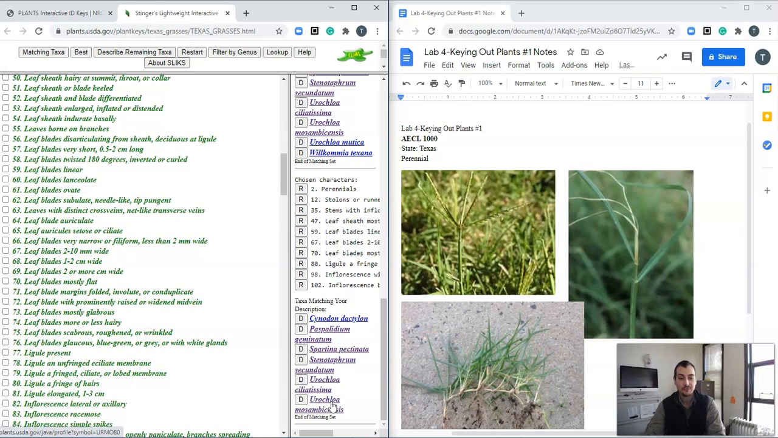And that's perfectly fine to do, ladies and gentlemen. If you can get it down to 1, that's ideal. But if you can't get it down to 1, try to get it down to a pretty short list and then go through them one by one to try and identify them. So let's go ahead and go through this list.